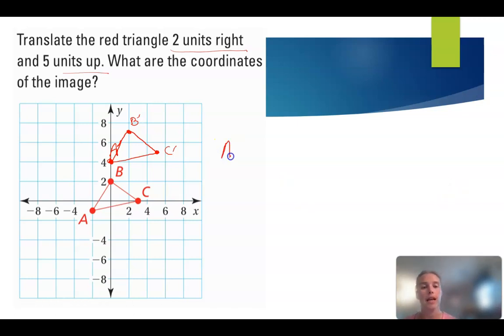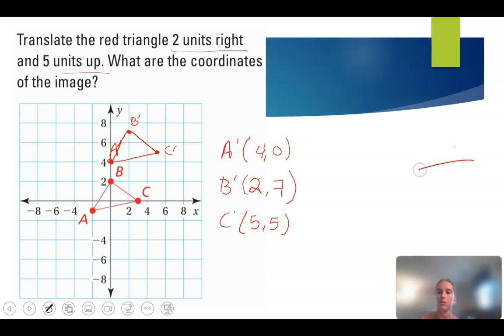And we can see that A prime is 4, 0. B prime is 2, 7. Oops, let me try that 2 again. And C prime is 5, 5. Oops. There, oh, now it appears. All right, there we go. We get the same thing appearing.